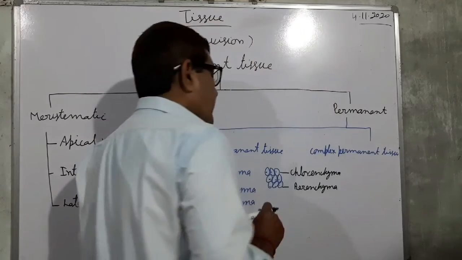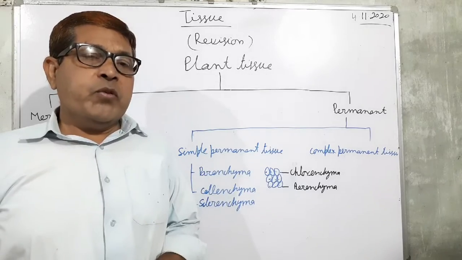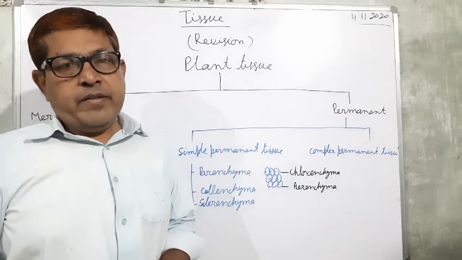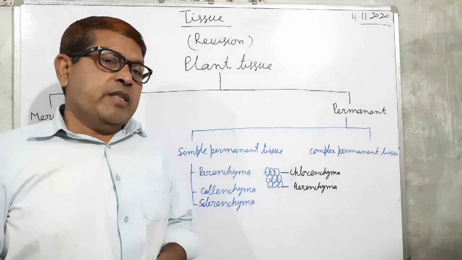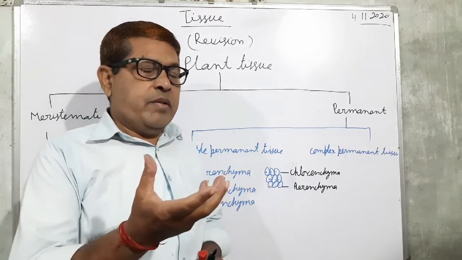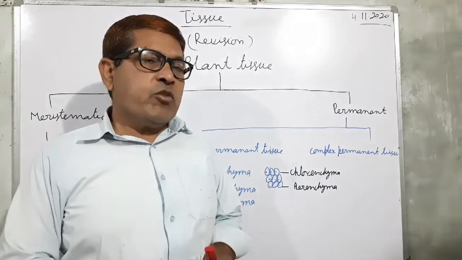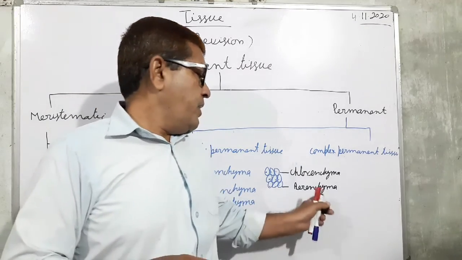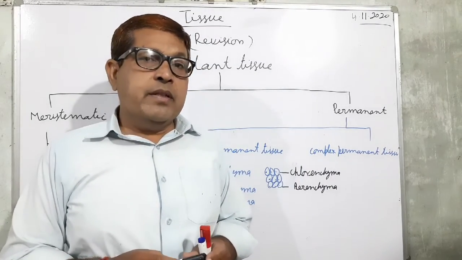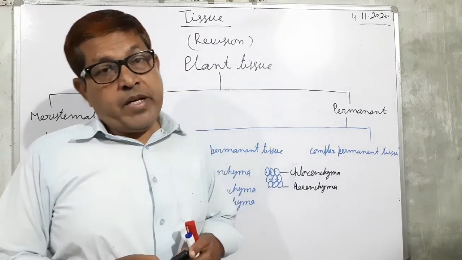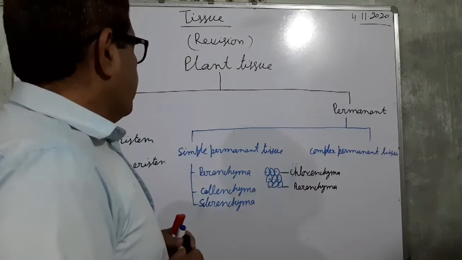Aerenchyma helps in the floating of the plant. You have seen the water hyacinth, and you see that the petioles are swollen. Why are they swollen? Due to the presence of aerenchyma, which helps in the floating of the plant. So, chlorenchyma and aerenchyma.